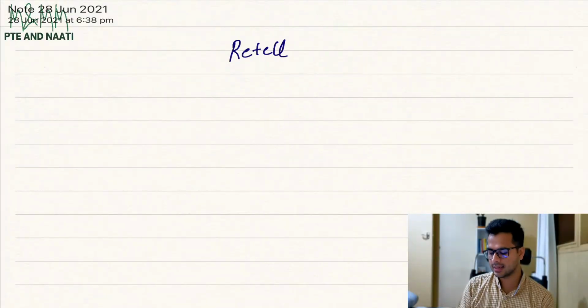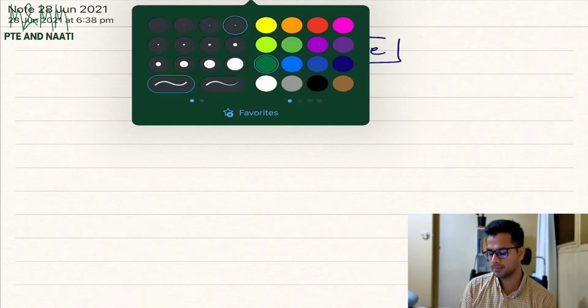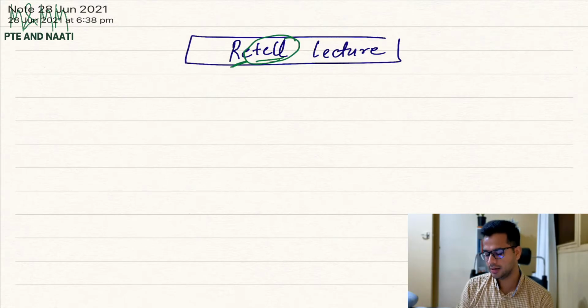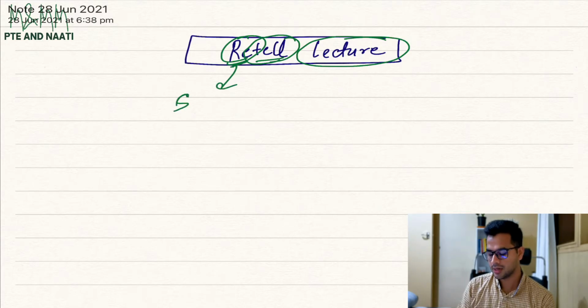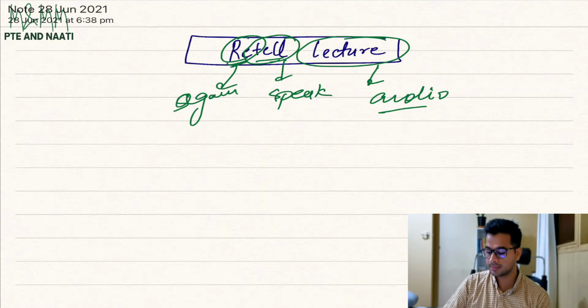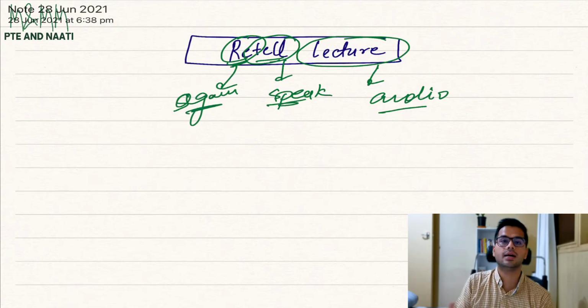Now the first thing is, let's start with the name of the topic. As the name says, retell lecture. Let's divide the name into a few different parts. Retell lecture. So re means again, tell means speak, and lecture means obviously the audio that you're going to listen to. So as the name says, your job is to listen to the audio and then re-speak your answer, as in speak the same thing again.